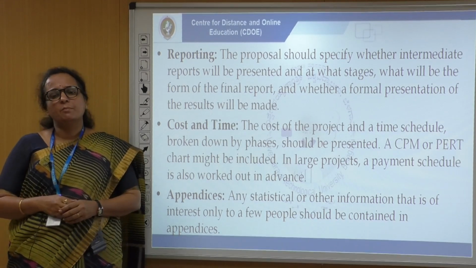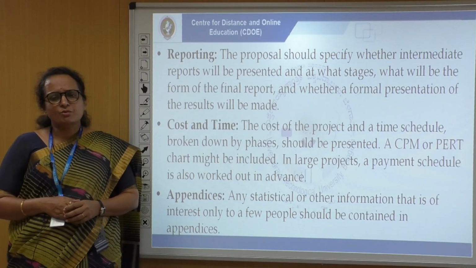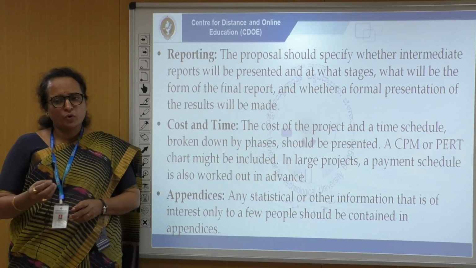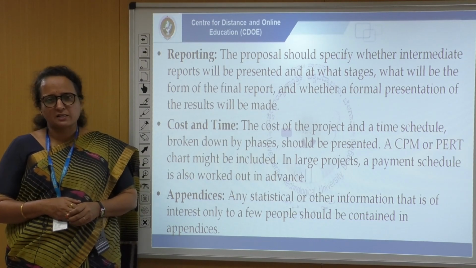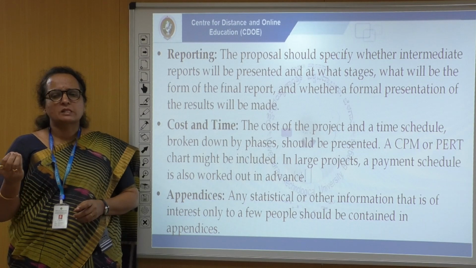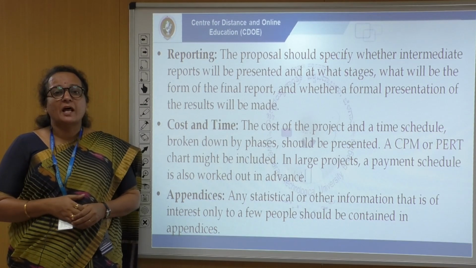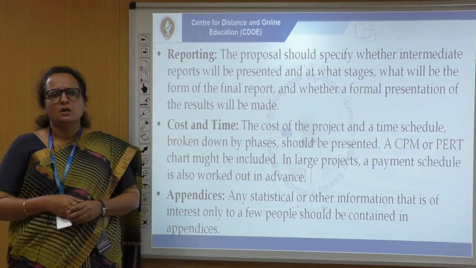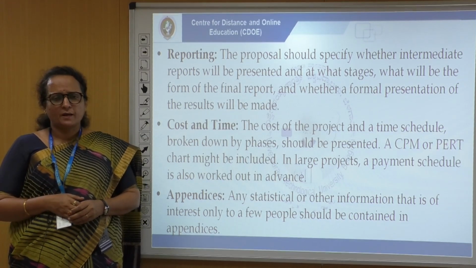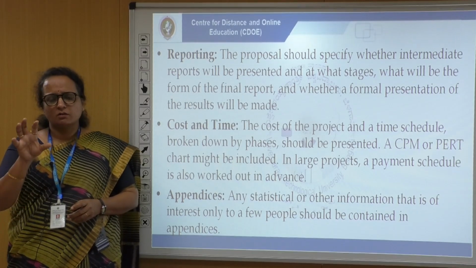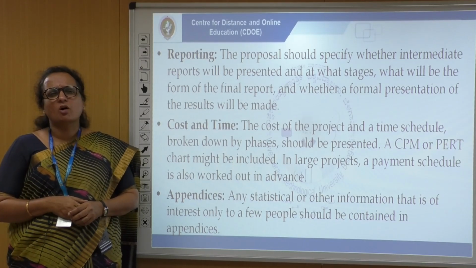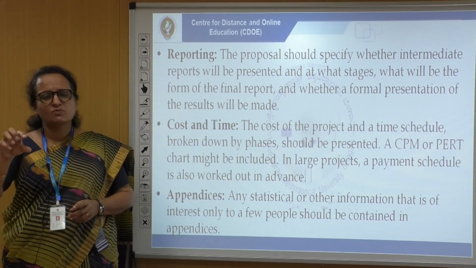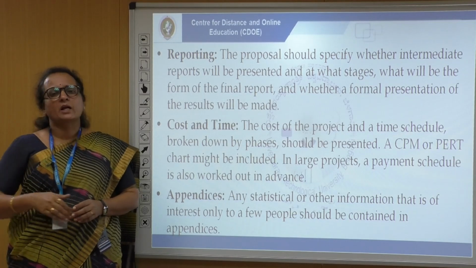The final section is appendices. Appendices include any statistical or other information that is of interest to only a few people and should be contained in the appendices. For example, some statistical tables or some financial tables, like the balance sheet or profit and loss account, any pictures, photographs, if they are used in the research study. So such things will be put in the appendices. This is all additional information which the management is interested in seeing. These things will not be put in the main part of the proposal, but in the appendices.